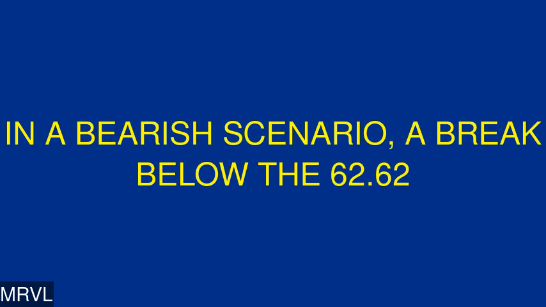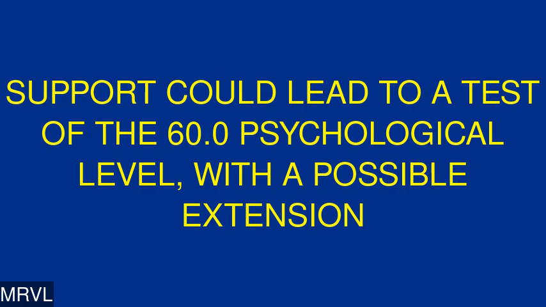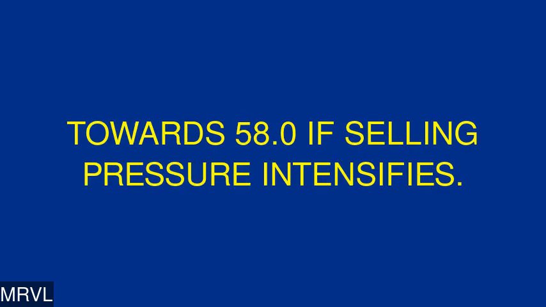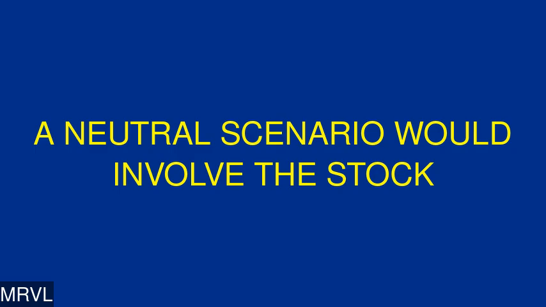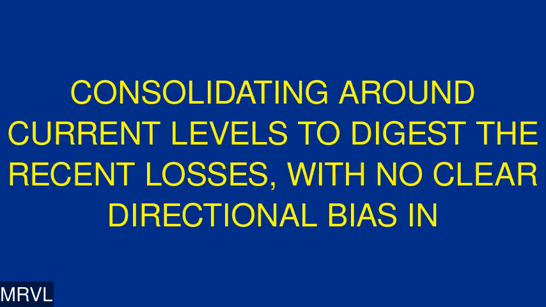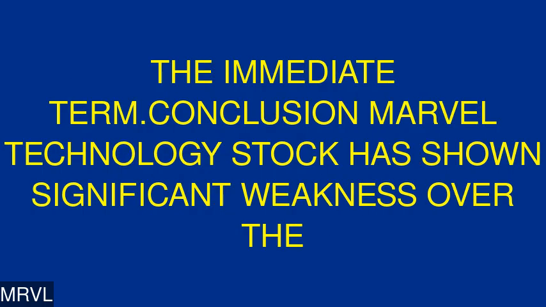In a bearish scenario, a break below the 62.62 support could lead to a test of the 60.0 psychological level, with a possible extension towards 58.0 if selling pressure intensifies. A neutral scenario would involve the stock consolidating around current levels to digest the recent losses, with no clear directional bias in the immediate term.